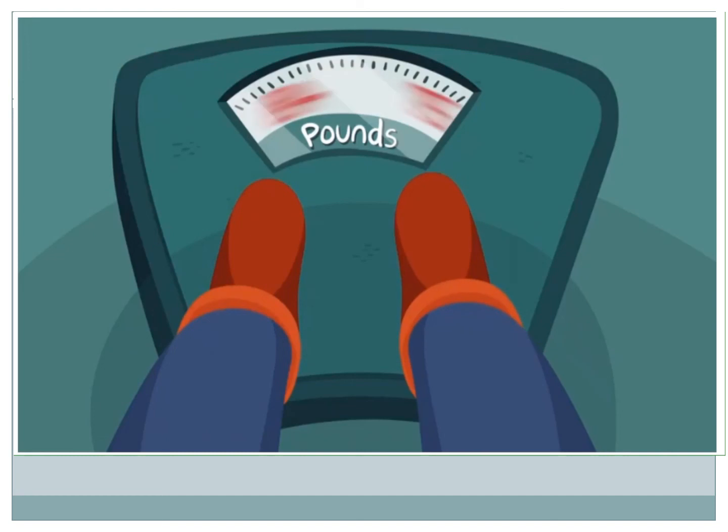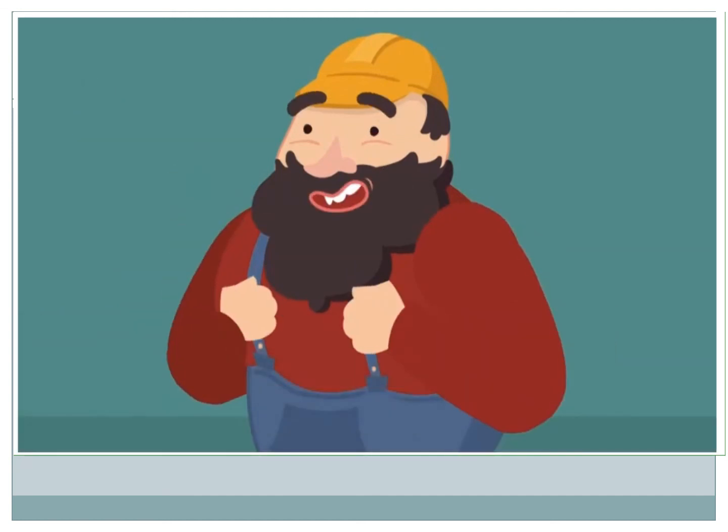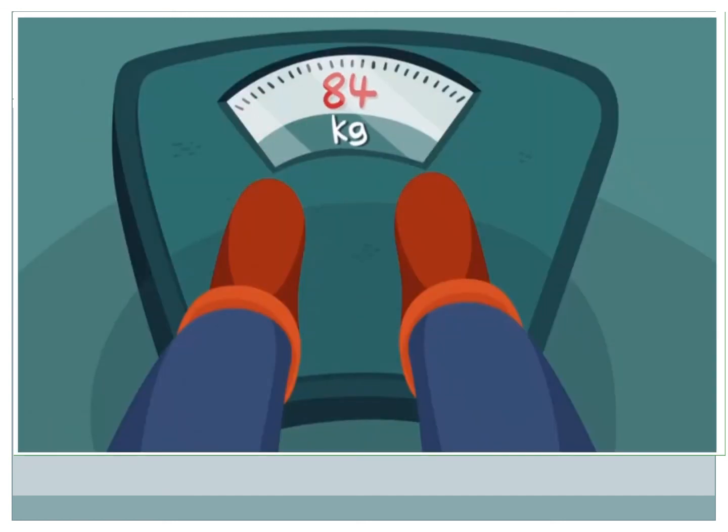Now, let's see how much he weighs in pounds, the imperial measure for weight. A pound is just under half a kilo, so this builder weighs 185 pounds. Can I please use your metric system? All right, in kilos, this is 84 kilos.